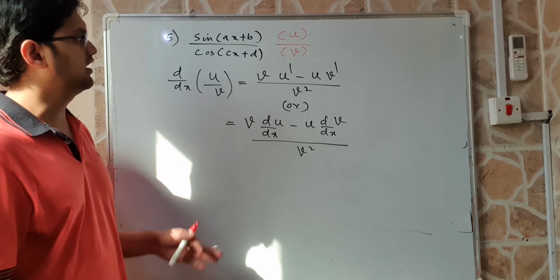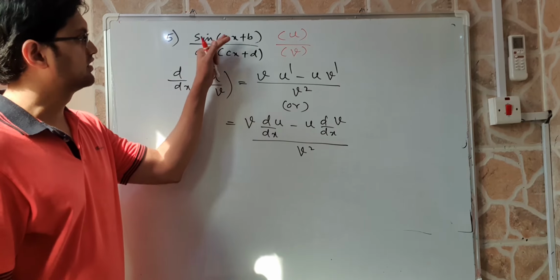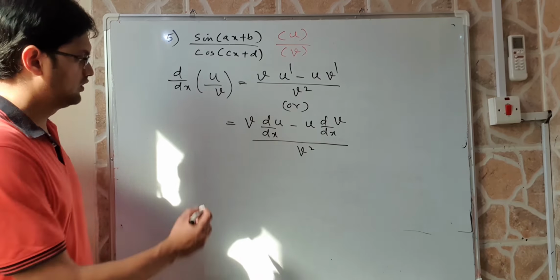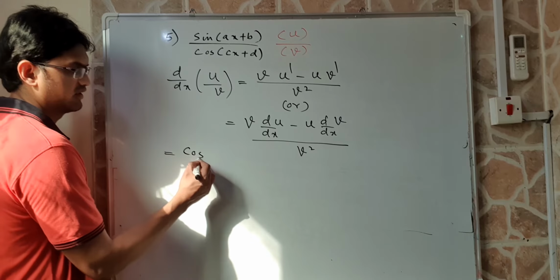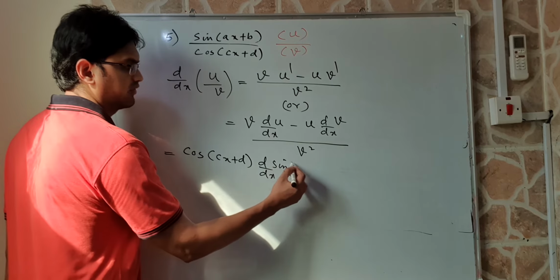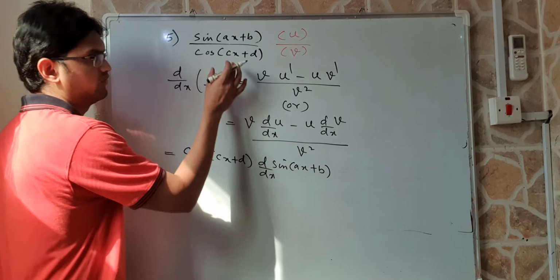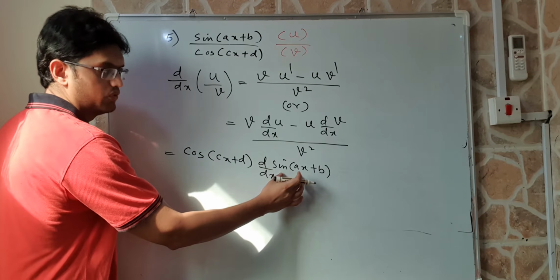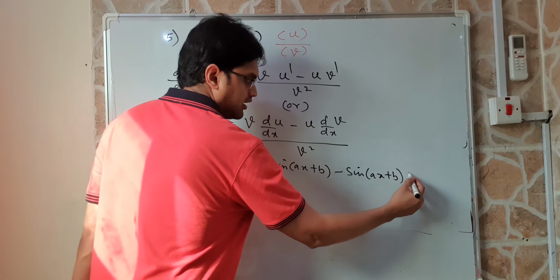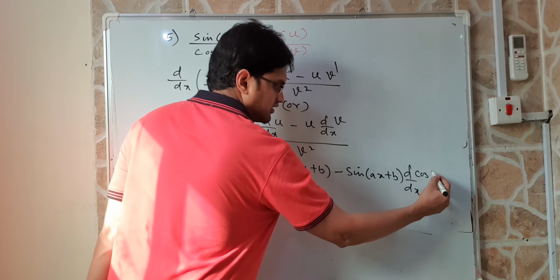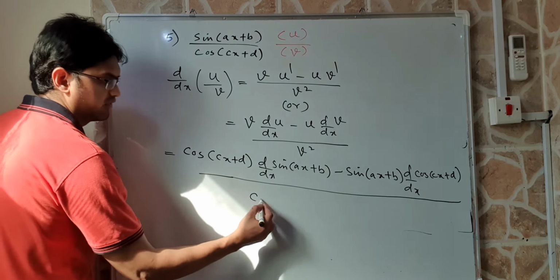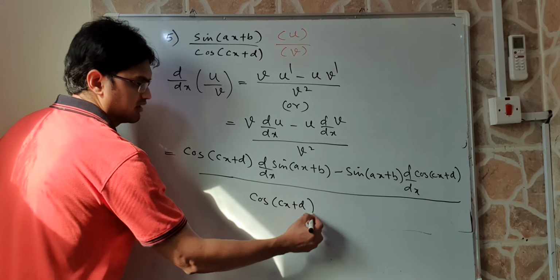So now applying the same formula, the derivative of sine of ax plus b by cos of cx plus d, we'll apply this formula. So we'll be getting cos of cx plus d, derivative of sine of ax plus b, that is v derivative of u, minus u, which is sine of ax plus b, derivative of cos of cx plus d, by cos of cx plus d whole square.